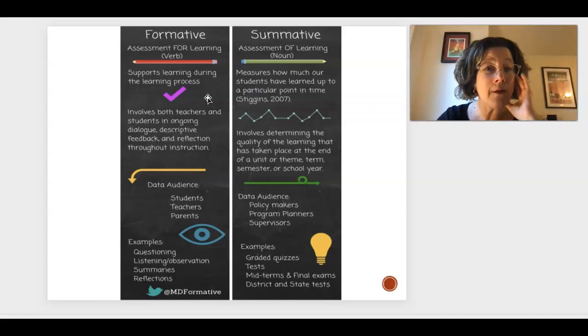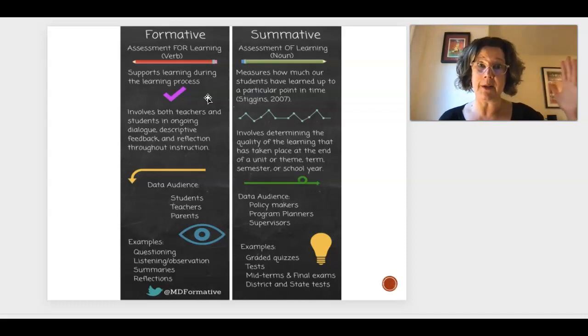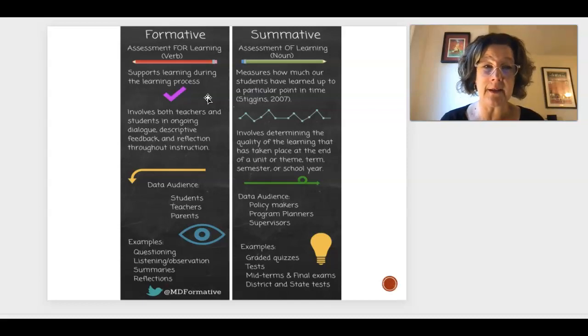Summative, or assessment of learning, measures how much our students have learned up to a particular point in time. So it's kind of what you think of as assessment. It involves determining the quality of the learning that has taken place at the end of a unit or theme, term, semester, school year. The data audiences are policymakers, program planners, and supervisors. That's ultimately what summative assessment is for. It also ends up being for students, teachers, and parents. Examples: graded quizzes, tests, midterms and final exams, district and state tests, okay? Or provincial tests if we want to flip it into Canadian terms.